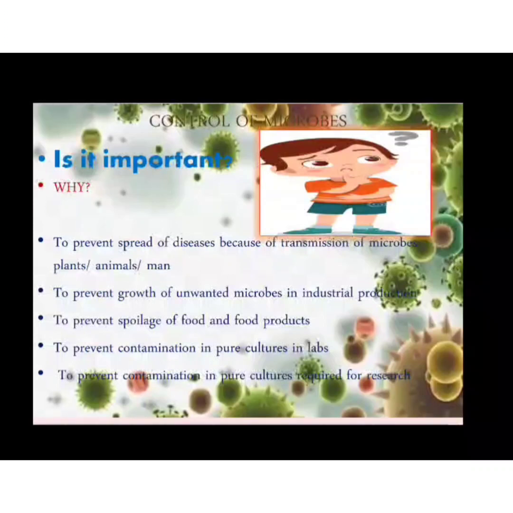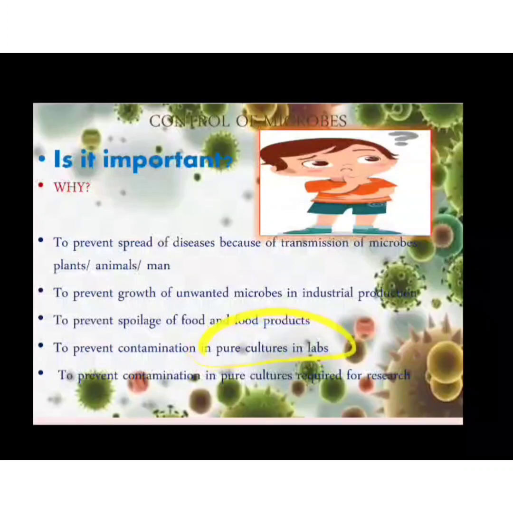You know that microorganisms can cause diseases in plants, in animals, in man. So these microorganisms are responsible for these diseases, and to control the spread we need to control their growth. We also need to control the growth of unwanted microbes in industrial production. Suppose I am working in an industry producing a particular component. If unwanted organisms grow, they may interfere with the product. Microbes can also spoil food, so to prevent spoilage of food, I need to control their growth.